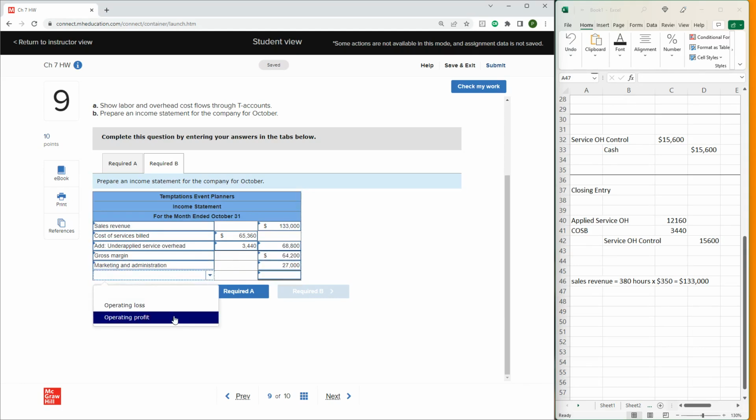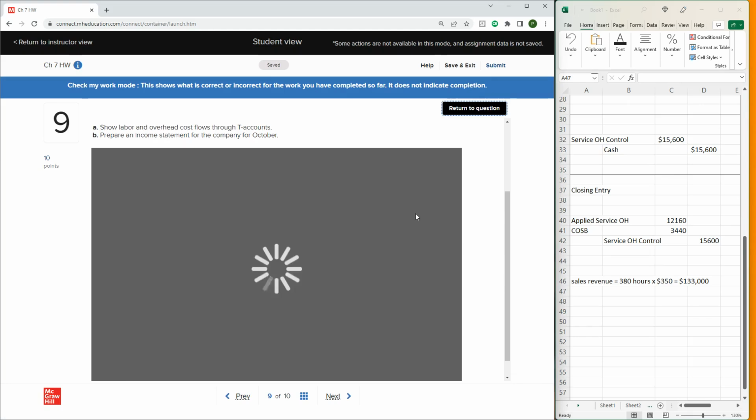Question number 10 is similar to 9, so you guys can work on 10 on your own. And as usual, if you have any questions, please let me know.